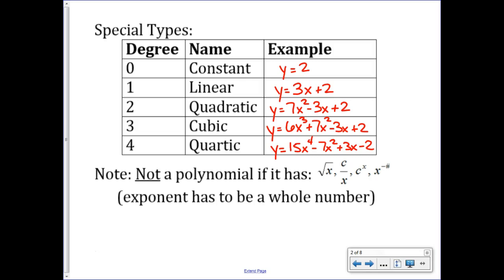So note, it is not a polynomial if it has the square root of x, some constant, some number divided by x, some number to the x power, or it has x to a negative number. All of those things make it not a polynomial. The exponent has to be a whole number.